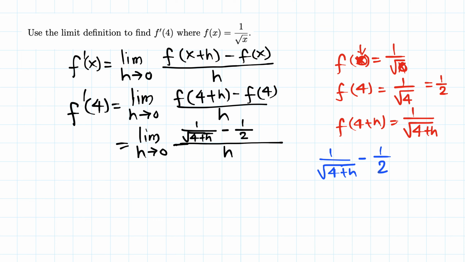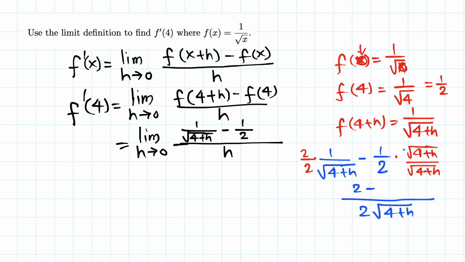To combine these two fractions, we need to make a common denominator. So we multiply the second fraction by the bottom of the first, which is square root of 4 plus h over square root of 4 plus h. And we multiply the first fraction by the bottom of the second, which is 2 over 2. That way we got the common denominator 2 square root of 4 plus h. 2 times 1, 2, minus 1 times the square root of 4 plus h. Okay, so let's do that. Let me write that here.